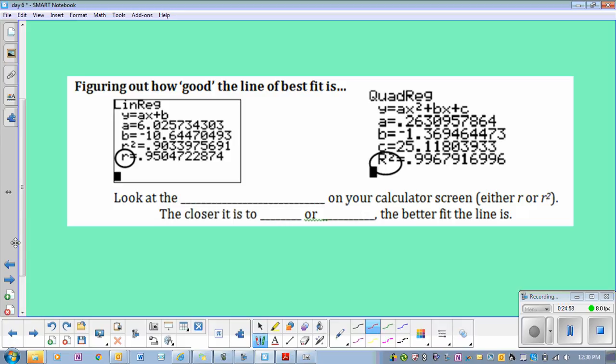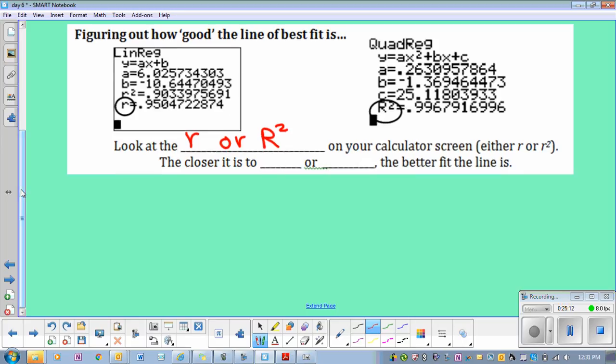So what you want to do is look at the r, or the r squared, on your calculator screen. Either way, it's the last line. So maybe in parentheses we should write that: this is the last line. What you want is one that is closer to -1 or 1, because that is the end goal. All right, -1 or 1. So you want the one that's higher, or I guess closer to that.